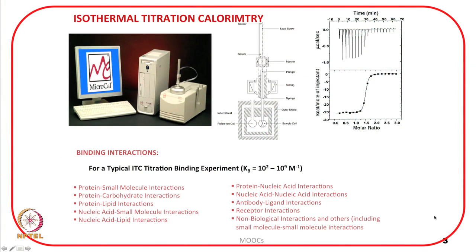Now, let us take a look. Isothermal titration calorimetry has been very successfully used to study protein small molecule interactions, protein carbohydrate interactions, protein lipid interactions, nucleic acid small molecule interactions, nucleic acid lipid interactions, protein nucleic acid interactions, nucleic acid interactions, antibody ligand interactions, receptor interactions, as well as non-biological interactions and others, including small molecule interactions.